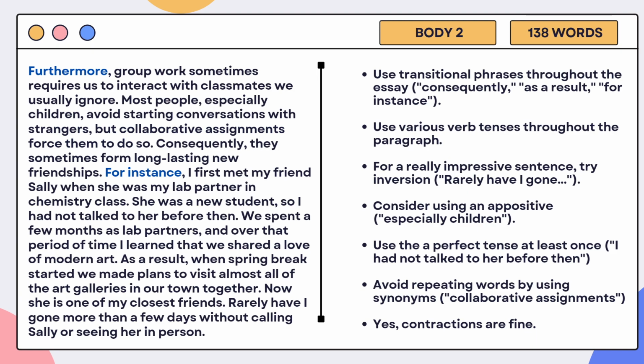My second body paragraph is a little bit shorter. It came out to 138 words. Again, I've used the template, such as it is. Just three words is the template. What did I do to make this a strong paragraph?